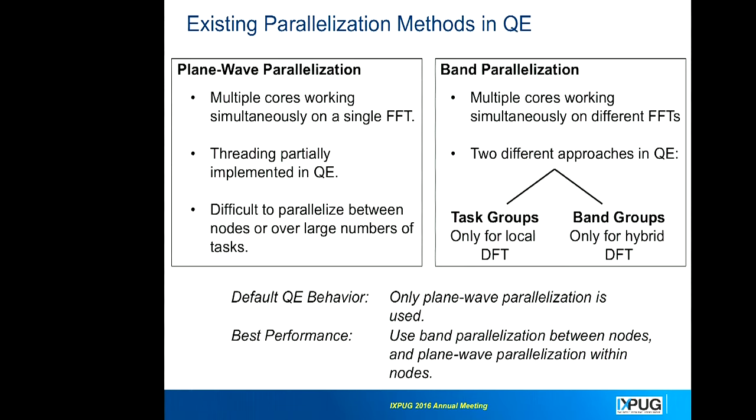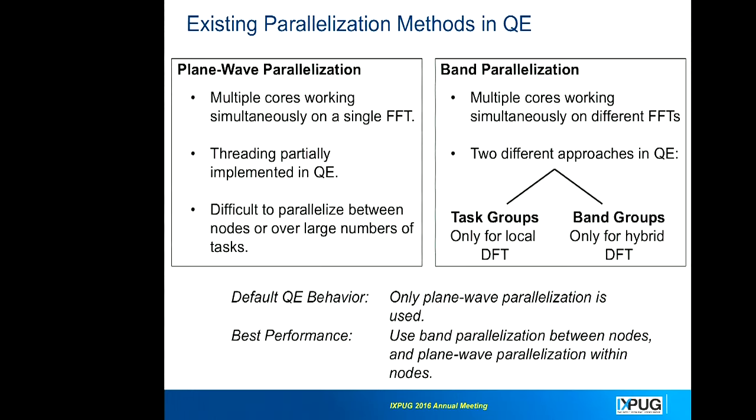On the other hand, you could do something more along the lines of band parallelization. And the idea here is that you're going to say, I'll divide up my cores into different band groups. And each different band group is going to work on different FFTs at the same time. And then within the band group, you can then use plane wave parallelization so that within the band group, you're parallelizing a single FFT, but between band groups, it's different FFTs.